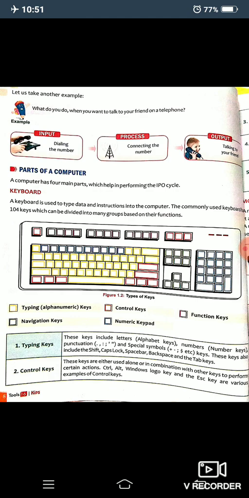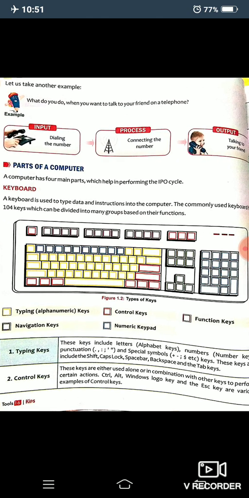Now let's discuss all these groups of keys. First is typing keys. Typing keys include alphabet keys, meaning the keys from A to Z, plus number keys, and some other keys like punctuation mark keys and special symbol keys, including shift, caps lock, space bar, backspace, and tab keys. These keys are combinedly called the typing keys, which are used for typing purposes. If you want to type anything in Word or in any application software, for that purpose we use the typing keys.